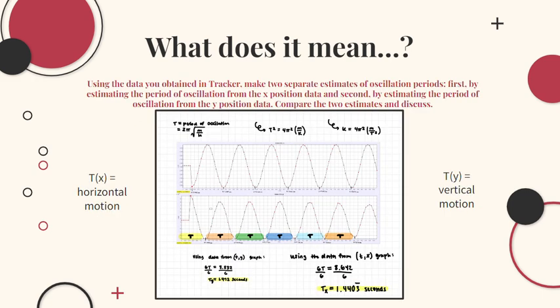So here, we calculated both the period in terms of x and the period in terms of y, which is basically the difference, referencing horizontal motion versus vertical motion.